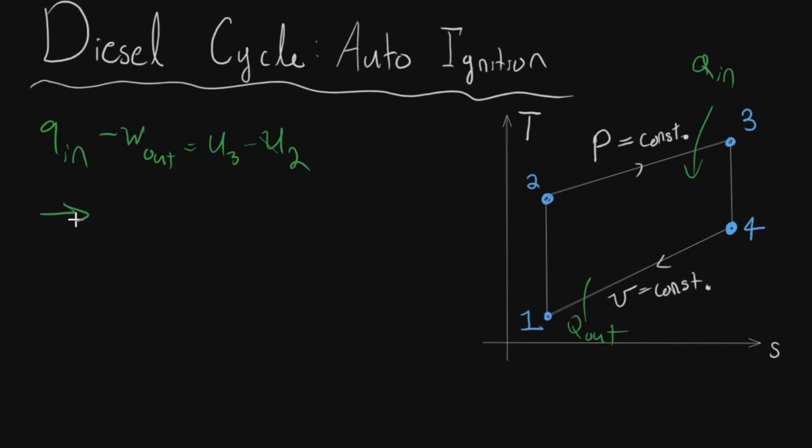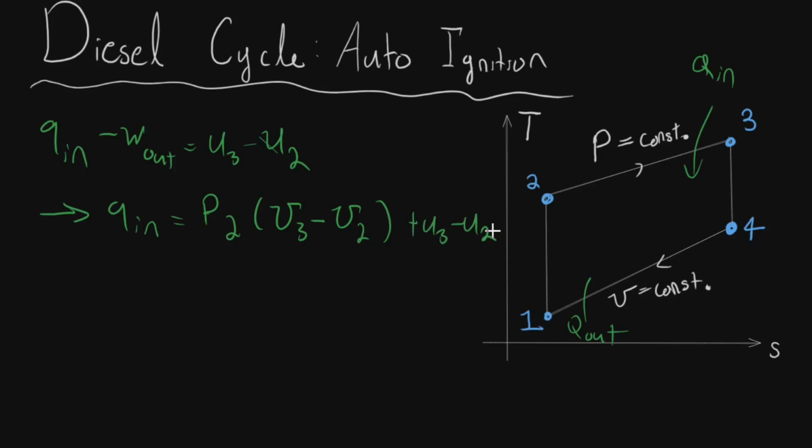But this W is just going to be our PDV, so we can find that our Q in, if we solve for it, is going to equal our P2 times our V3 minus V2. It's constant pressure, so we could have done P3 here. P3 and P2 are equal, right? It doesn't really matter. V3 minus V2 plus a U3 minus U2.